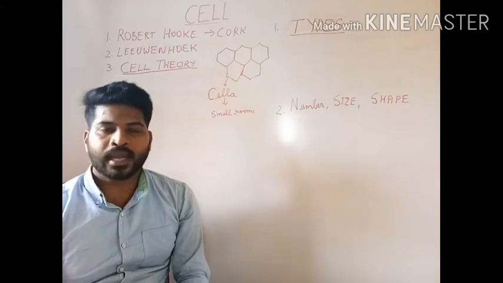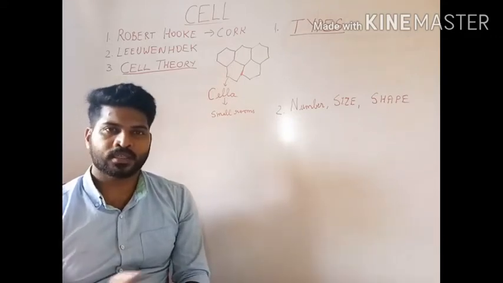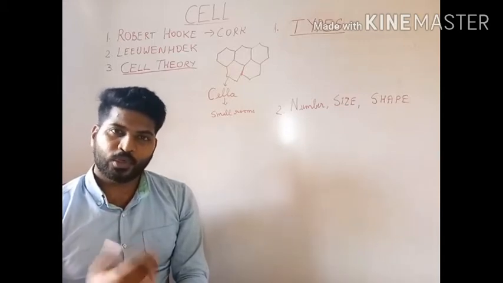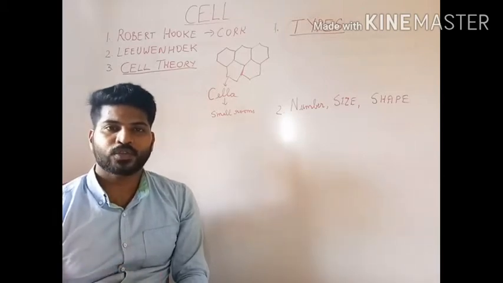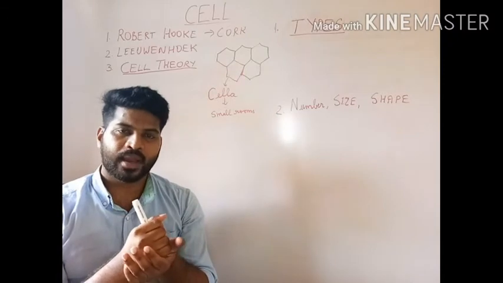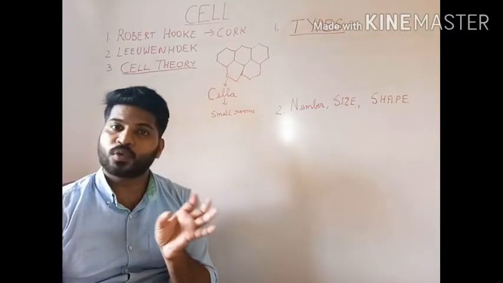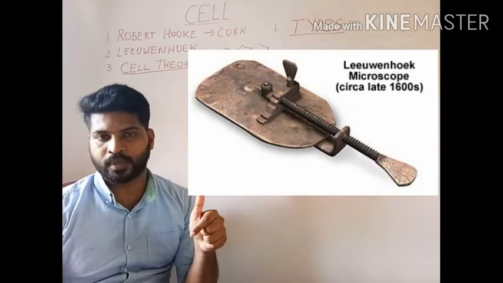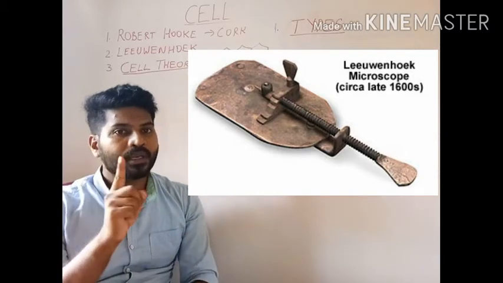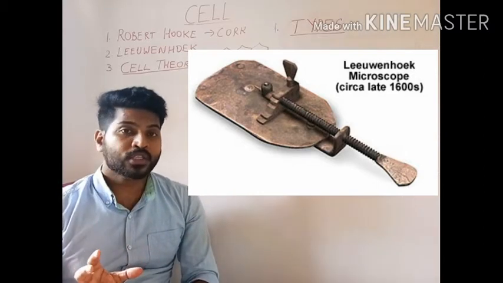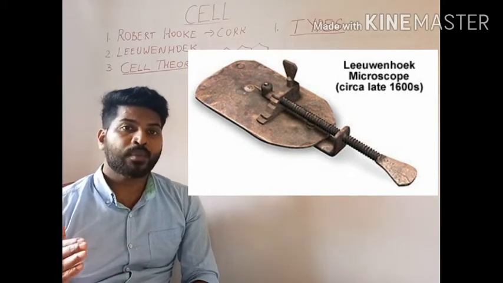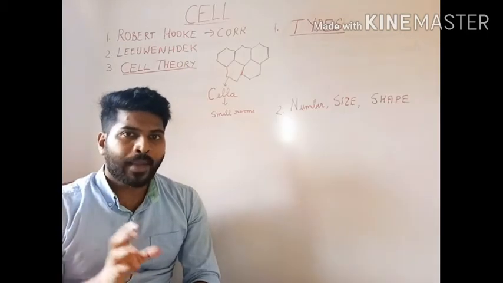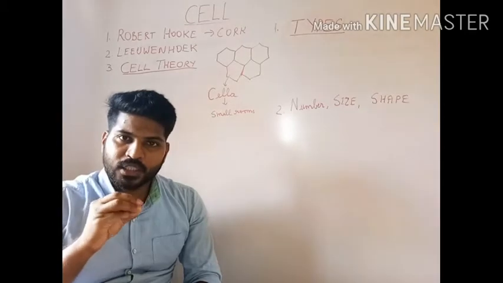Leeuwenhoek was not a scientist or an educationist. He was a simple worker, and he took interest in making lenses. So he had some idea of grinding glass and making lenses out of it. So he made his own microscope once again. This was slightly different from Robert Hooke's microscope. It was a simple microscope. It had only one lens, and it had a magnification around 250 times more than Robert Hooke's microscope. Therefore, with that amount of magnification, he could see the internal structures also.